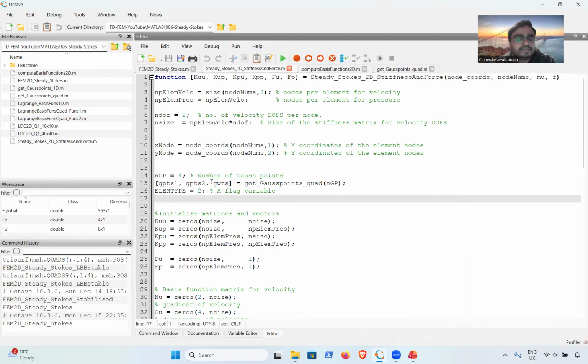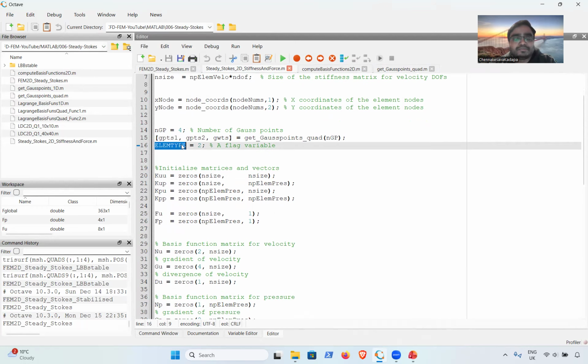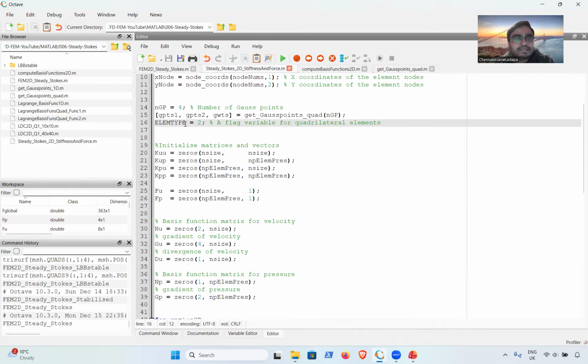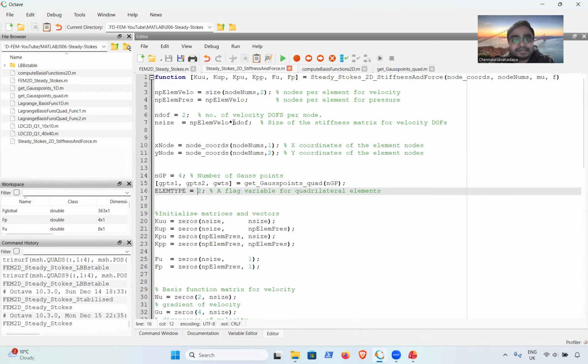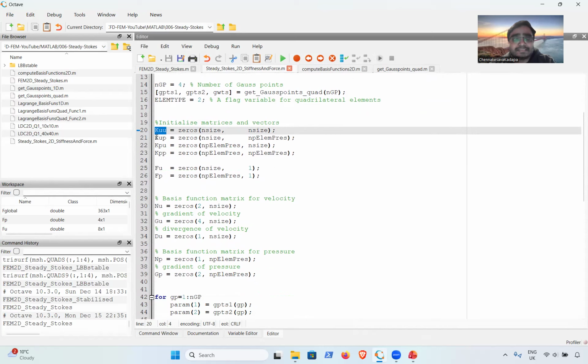Okay, so we get the Gauss point coordinates and weights, and this element type equal to 2 is a flag variable for quadrilateral elements. Using such flags, we can automate the code for different types of elements. For example, if I say element type equal to 1, I can add a triangular element. Okay. So these are the preliminary data that we need, and I'm initializing the individual matrices.